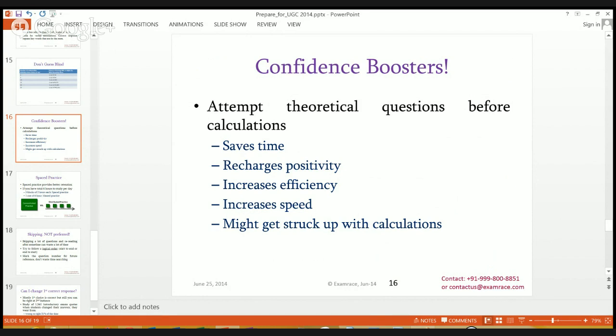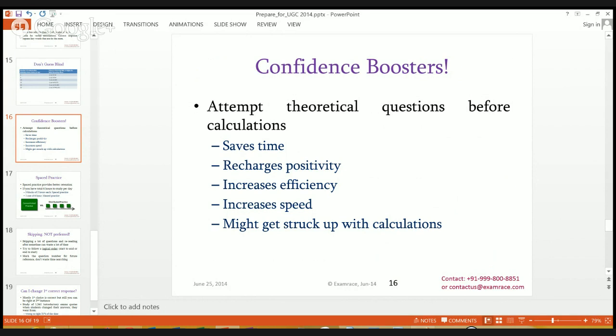So how to boost confidence during the examination? The best thing is to attempt the questions that you know first, and leave the questions that you have never read or heard of. This will save your time. This will increase your positivity.